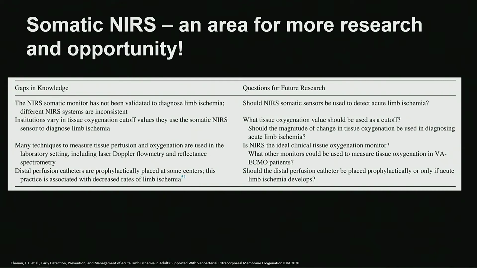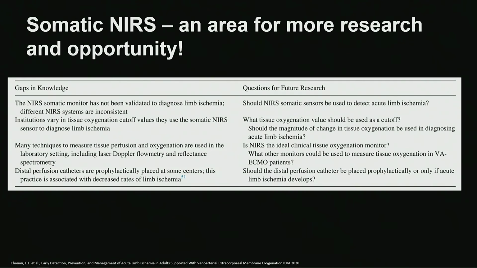What tissue oxygenation value should be used as a cutoff, and should the magnitude of change in tissue oxygenation be used in diagnosing limb ischemia? I personally look at my patient's baseline and I look at the delta and I look at the patient, what is happening to the patient when I make those determinations. So I would not like to specifically assign values here.